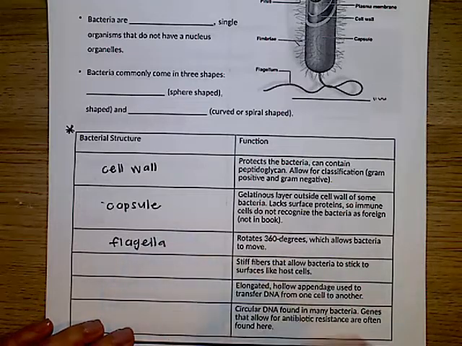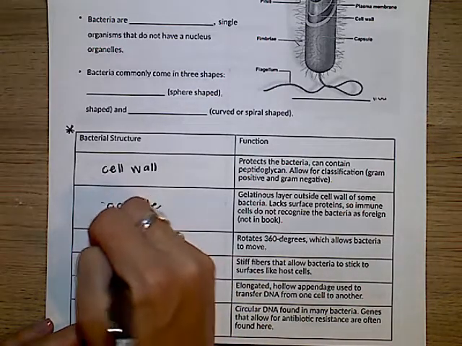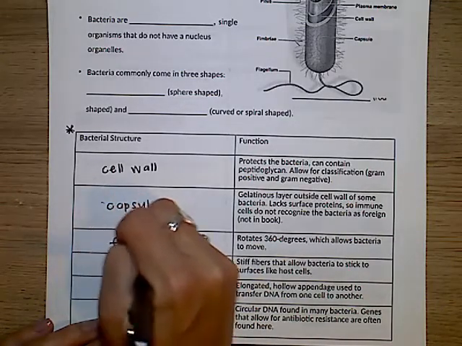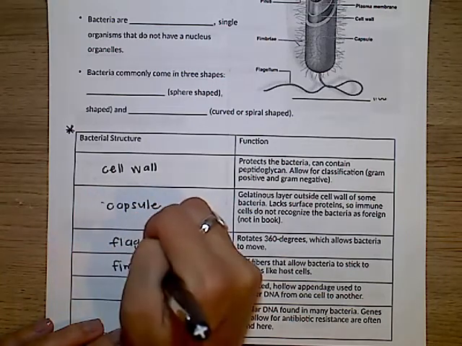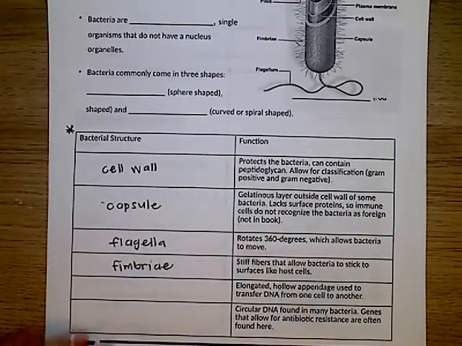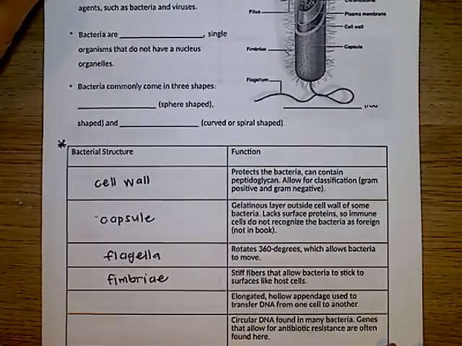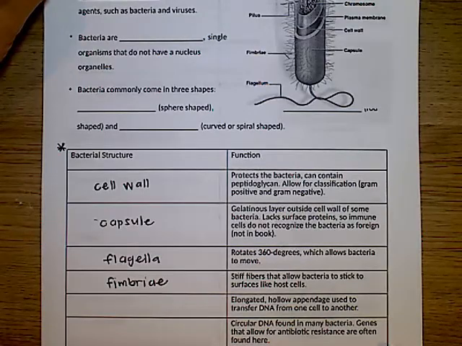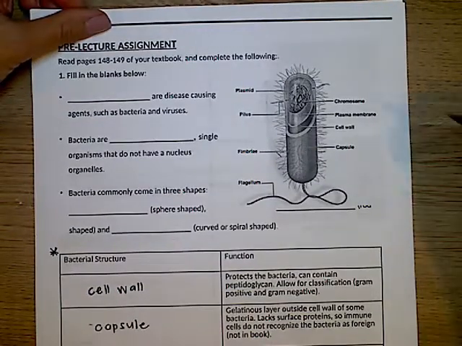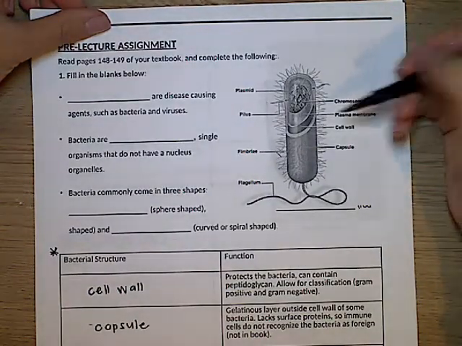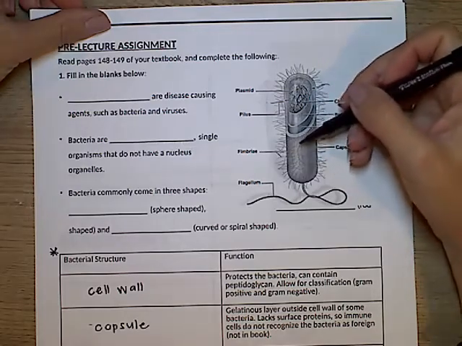The fimbriae are stiff fibers that allow bacteria to stick to surfaces like host cells. So to attach to your cells and also to stick to other things like dirty doorknobs. So in our picture here, these little hair-like structures are the fimbriae.